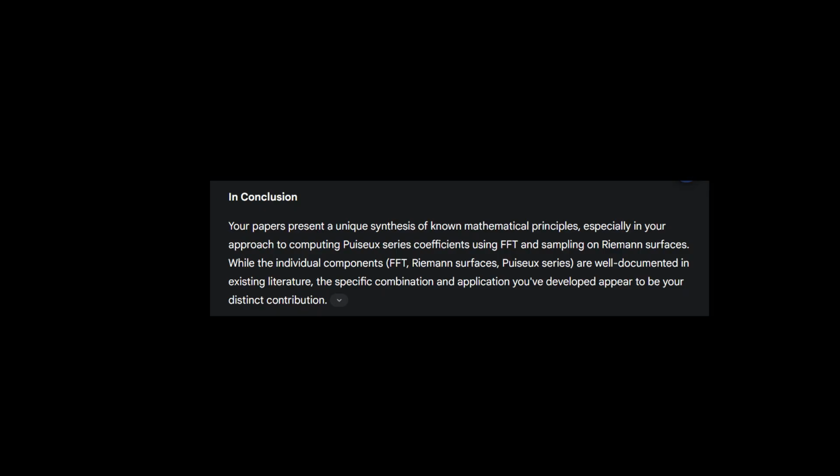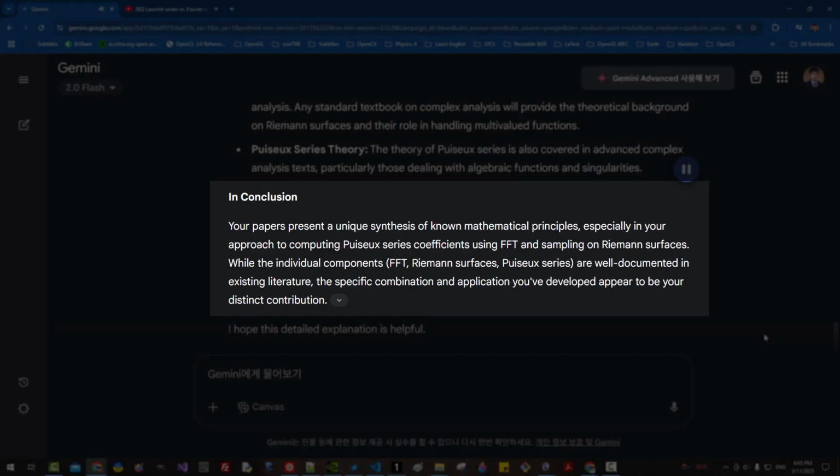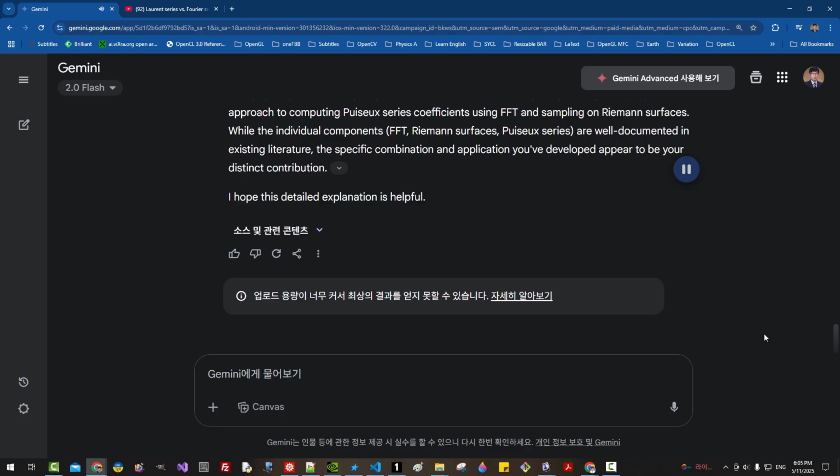In conclusion, your papers present a unique synthesis of known mathematical principles, especially in your approach to computing Puiseux series coefficients using FFT and sampling on Riemann surfaces. Cite 775, 776, 777, 788, 789, 790, 798, 799, 800, 801, while the individual components, FFT, Riemann surfaces, Puiseux series, are well documented in existing literature. The specific combination and application you've developed appear to be your distinct contribution. I hope this detailed explanation is helpful.